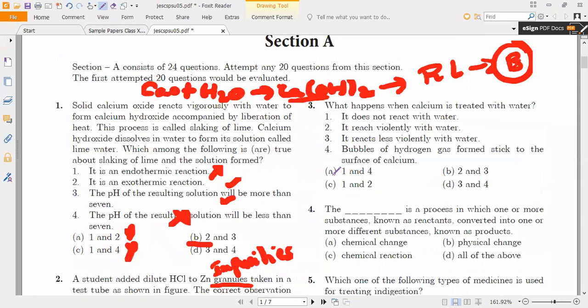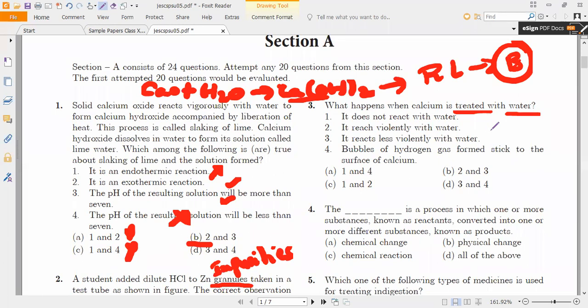Next, coming to the third question. What is the third question? Read, all of you. What happens when calcium is treated with water? Calcium is treated with water. Then what will happen? It reacts violently with water. Next one: bubbles of hydrogen.